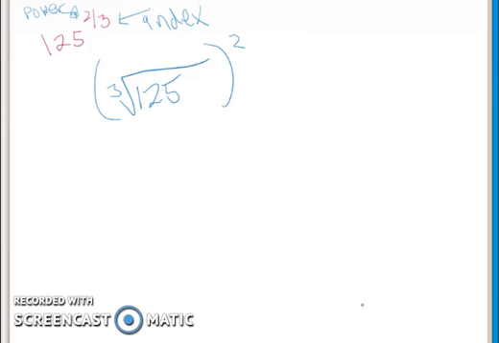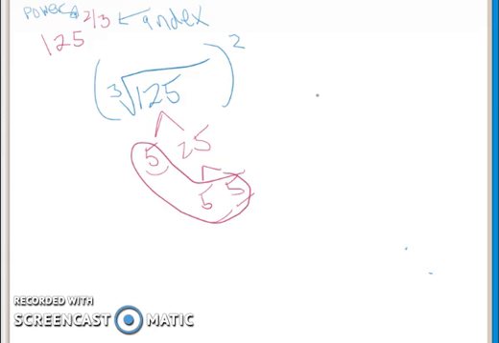We need 3 like terms, or 3 similar terms, and when we're breaking 125 down, you get 5 times 25, and that's 5 times 5. That leaves us with the great answer of being able to pull out 5. So the cube root of 125 is 5, and then we square it and we get 25.